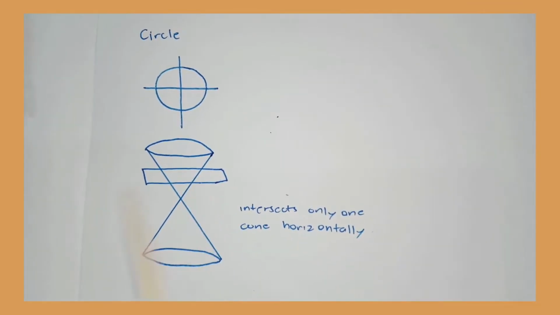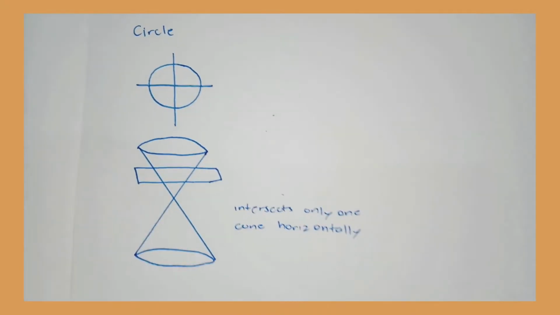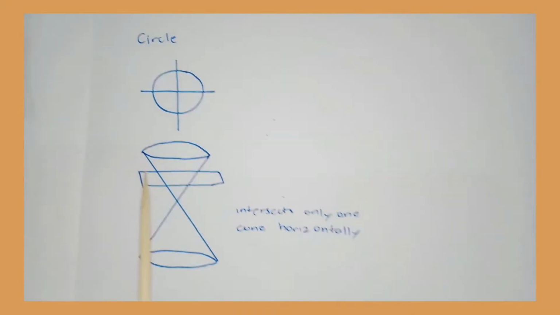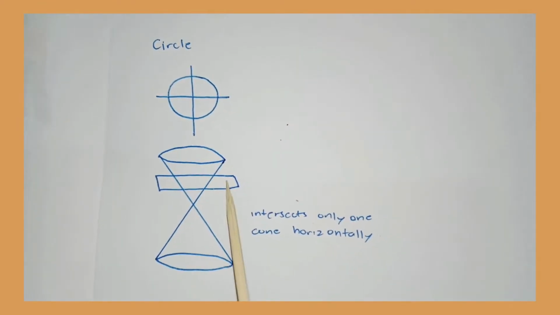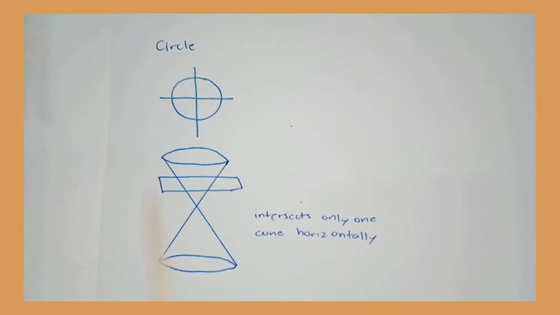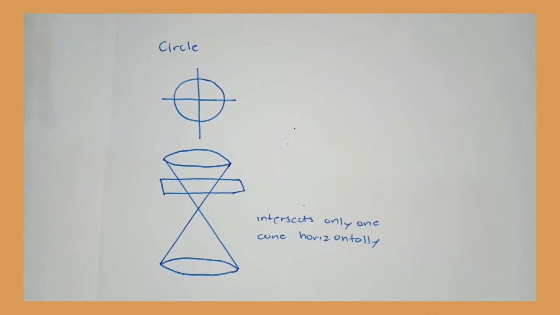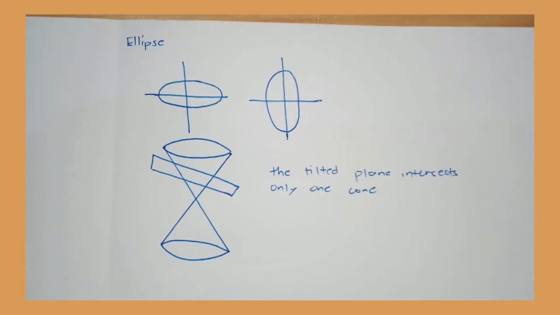Ini-intersect lang niya yung isa horizontally. So, pag sinabi natin horizontally, yung plane natin ay pahiga. So, pag nakita ninyo na yung plane natin ay pahiga at tinamaan yung isang cone, ang tawag doon ay circle. Next, we have the ellipse.